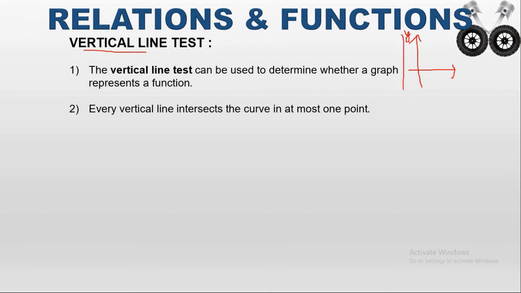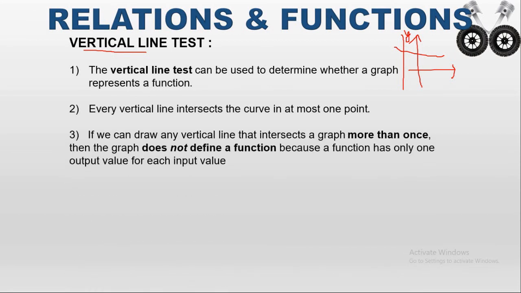If the parallel line intersects the graph at only one point, then we say the given graph is a function. If it intersects at more than one point in the graph, then we say the graph is not a function. Why do we say it is not a function if it intersects at more than one point? Because in a function each and every input should have only one output, so the vertical line should intersect at most one point.